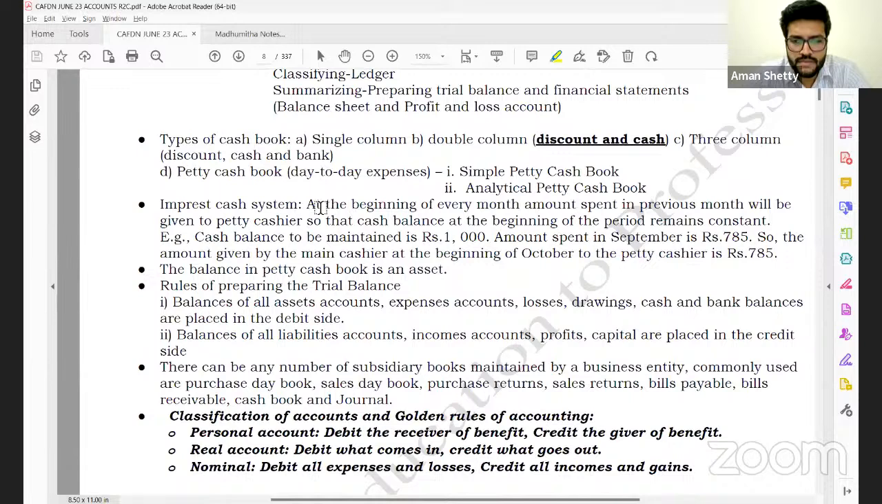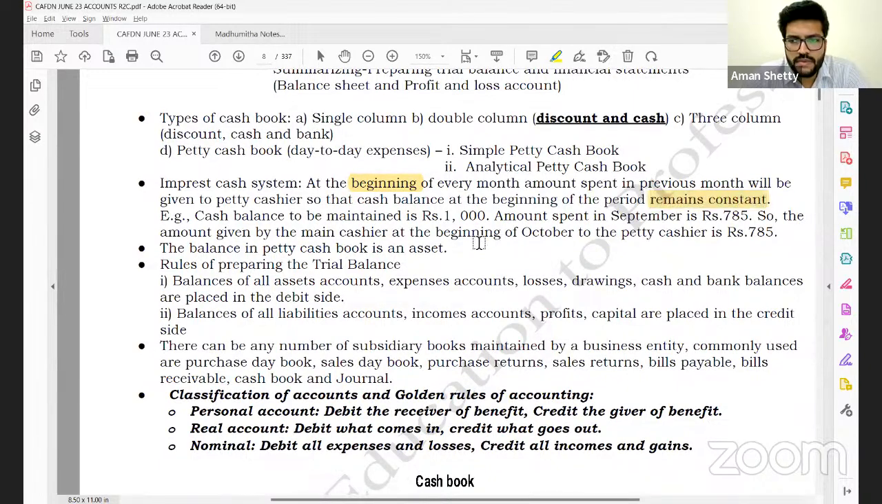Imprest cash system. At the beginning of every month, the amount spent in the previous month will be given to the petty cashier so that the cash balance at the beginning of the period remains constant. Example: cash balance to be maintained is rupees 1000. Amount spent in September is rupees 785. So the amount given by the main cashier at the beginning of October to the petty cashier is rupees 785. The balance in petty cash book is an asset.